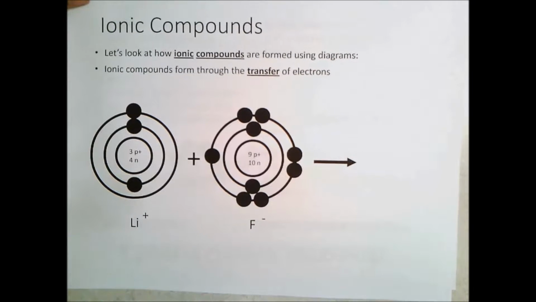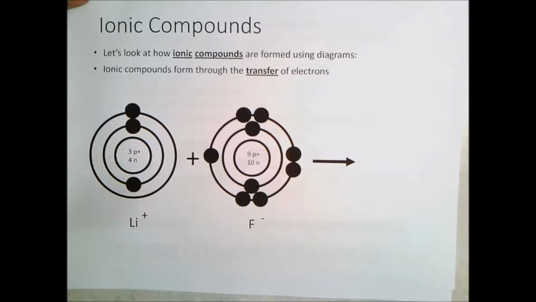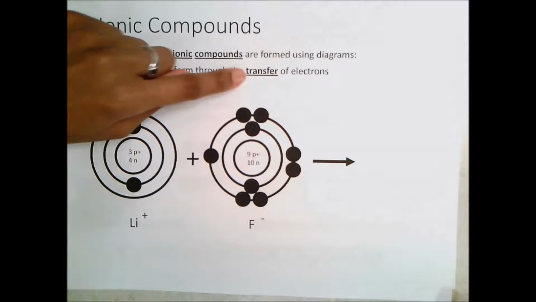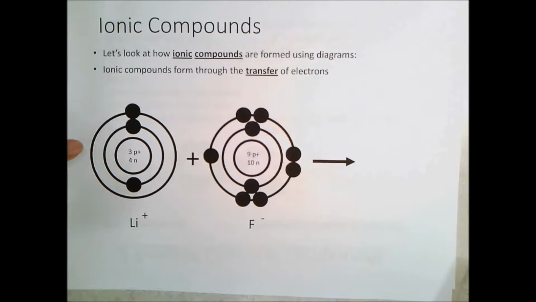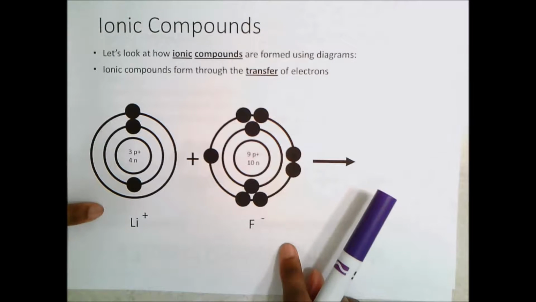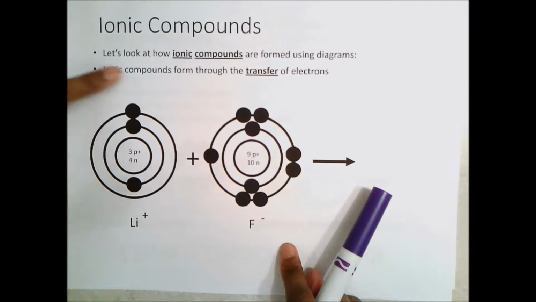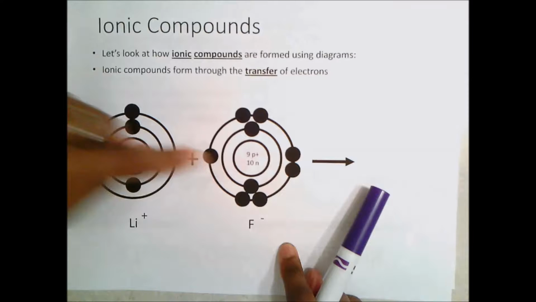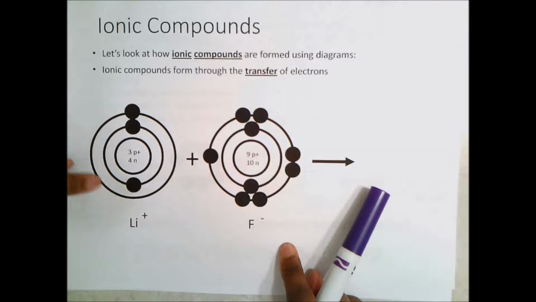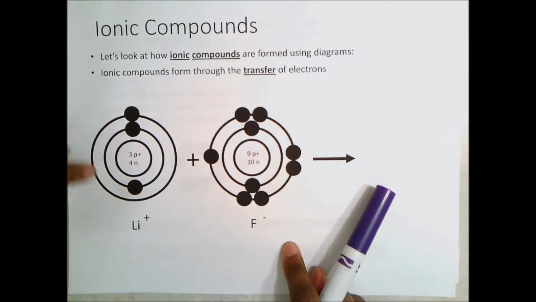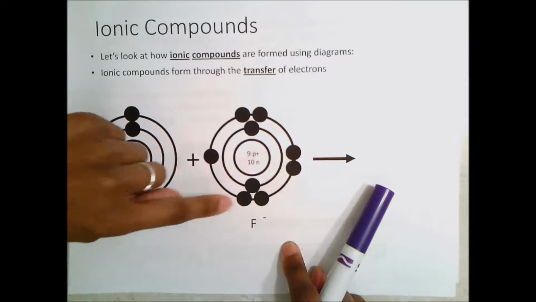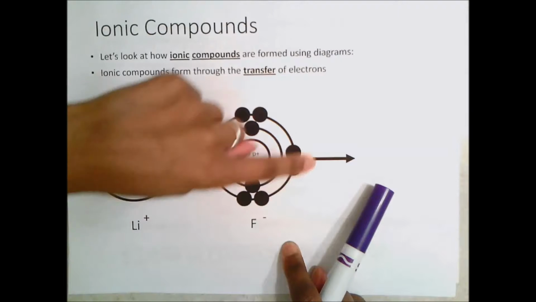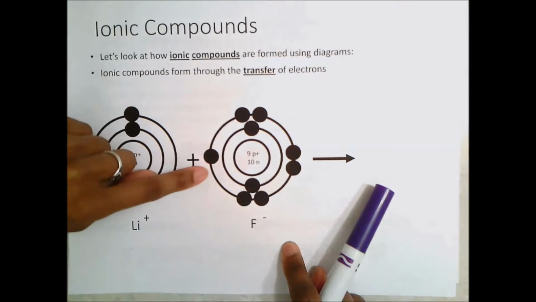Ionic compounds. Let's look at how they're formed using different diagrams. Remember that ionic compounds are formed through the transfer of an electron, or more than one electron. In this example, we have lithium, which is the Bohr-Rutherford diagram, and we also have fluorine, a Bohr-Rutherford diagram. You can notice that in lithium's outer shell, or its valence shell, it has one electron that it wants to donate. Your fluorine has 7 electrons, so this electron wants a pair.